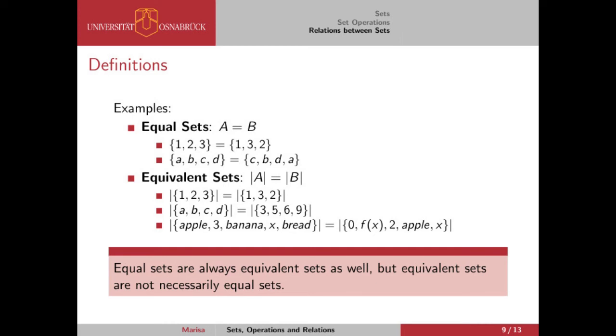One interesting thing to mention is that equal sets are always also equivalent. For being equal, they have to have the exact same elements, which again means that they of course also have the same amount of elements. But be careful, this does not work the other way around. Equivalent sets are not necessarily equal. Look at the second and third example for equivalent sets. They are equivalent because they have the same cardinality, but they are not equal as their elements are different.